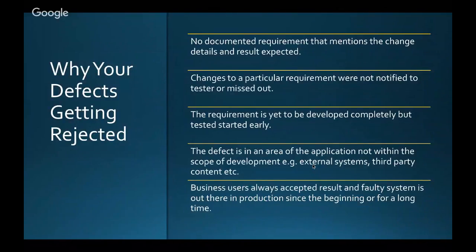When you report something as a defect and the other person is rejecting it, what is the reason? Why are your defects getting rejected? Reason one: no documented requirement that mentions the change details and the result expected. Now in the world of agile, it is pretty common. User stories and things are written on the fly and everybody starts working, things being agile.